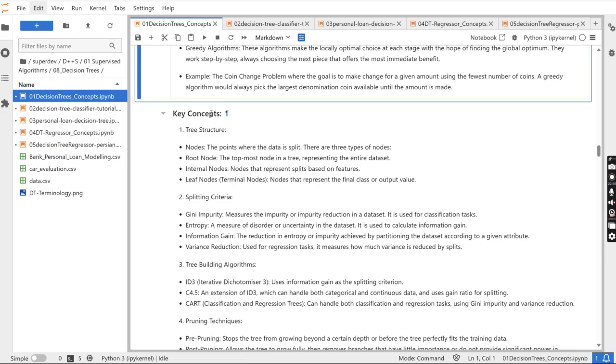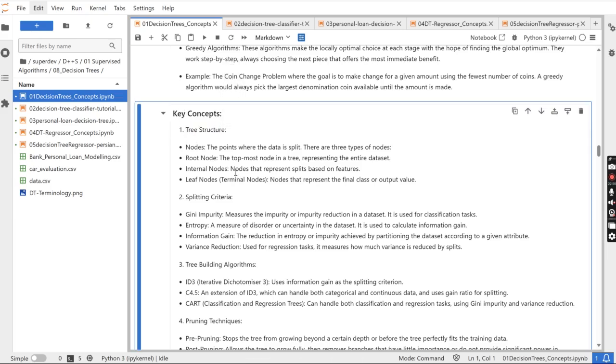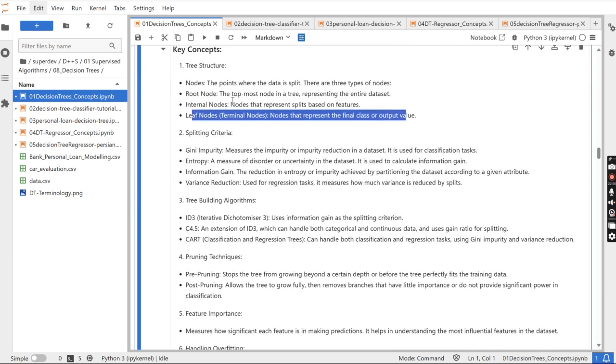Several key concepts are there. One is the tree structure itself. The point at which the data is split is called a node, and there are three types of nodes. The root node is the topmost node. The internal node is the node at which splits happen, where the decision is made. Internal node or decision node, they are one and the same. Leaf nodes are the terminal nodes. Terminal nodes are the nodes at which you can see the output value. So this is the leaf node.